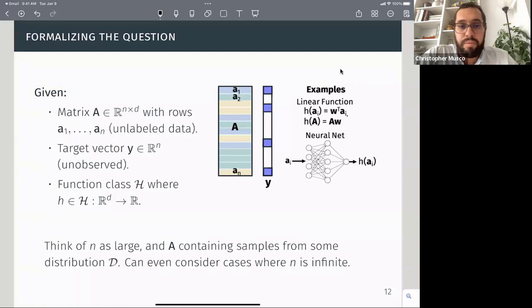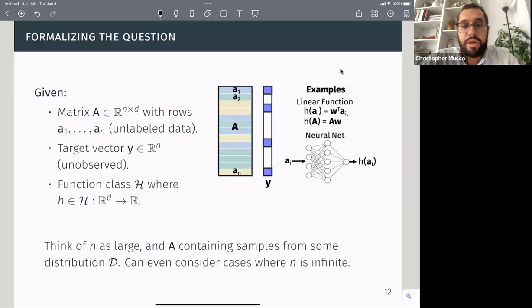So, okay, my setup is as follows. We have a matrix A, which I'm thinking of as N by D, with rows A1 through AN. These are unlabeled data examples. So the columns of the matrix represent features, and the rows represent data examples, each with D different features. We are, from those features, trying to predict some unobserved target vector y. So I've shown this as a vector, but we're only going to try to look at a small number of entries in y, because that corresponds to our sample cost. How many examples do we need to look at to fit the function?